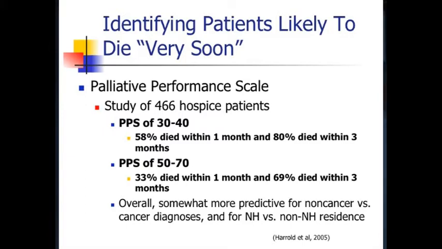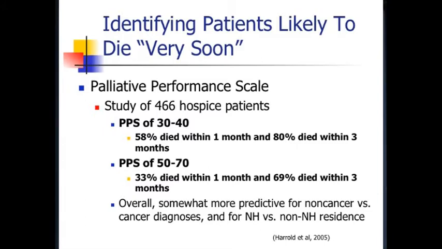Interestingly, this study showed that the PPS worked a little better for non-cancer diagnoses and for patients in a nursing home rather than non-nursing home patients. So you can remember that because it's counterintuitive. You would think that the lower PPS would be more predictive for cancer than non-cancer, but in this rather large study, at least in the hospice environment, it was just the opposite. So it worked for both, and it worked better for the non-cancer diagnoses, and it worked better in a nursing home.